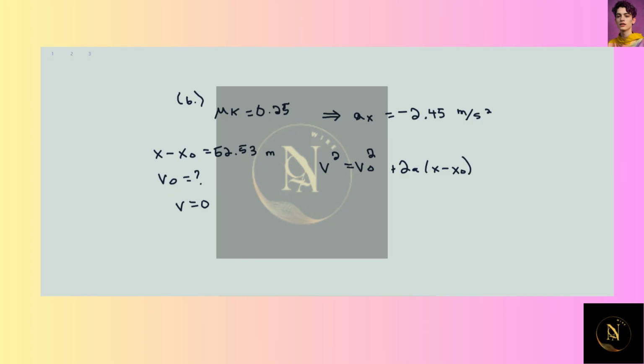In this case, we're solving for v naught. When we do that, we get that v naught is 16.04 meters per second. And that's the problem completed.